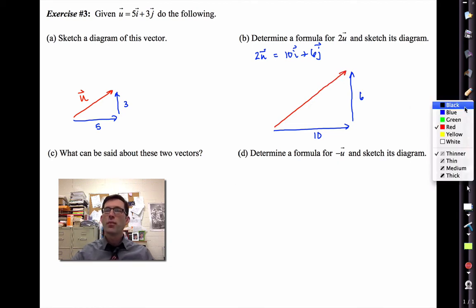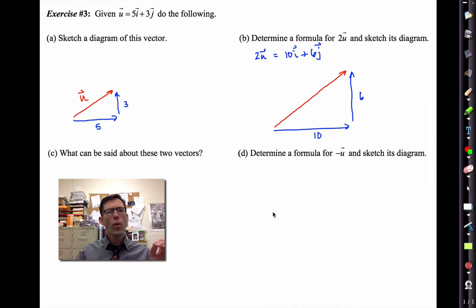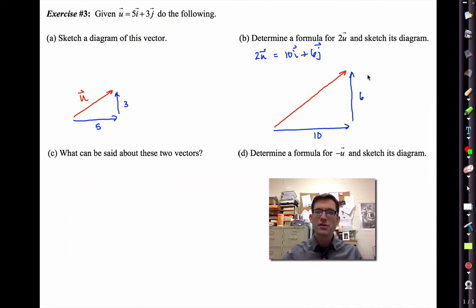Now, probably easy enough, what can you say about these two vectors, the vector u and the vector 2u? What would you write down about those two? Well, what I'm hoping is you use the word parallel. They definitely are parallel. I mean, look, all 2u is, is this. There's 1u, and there's 2u.